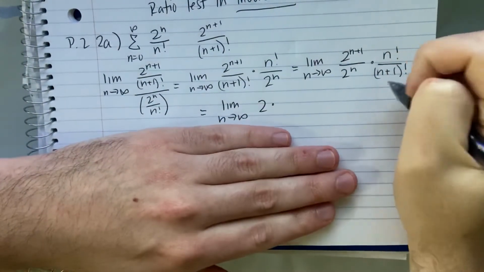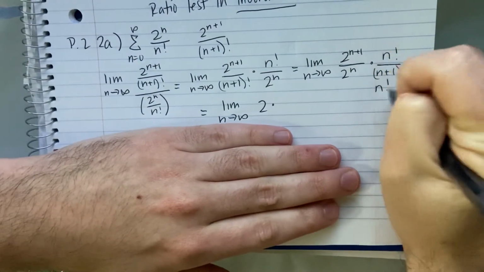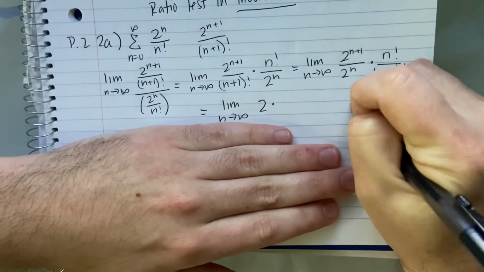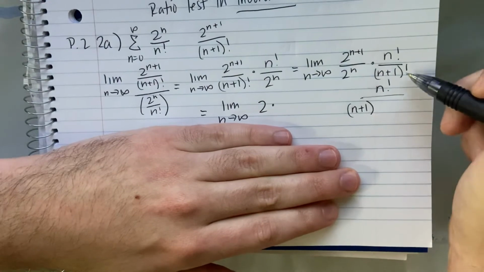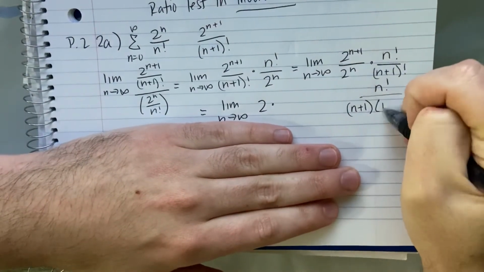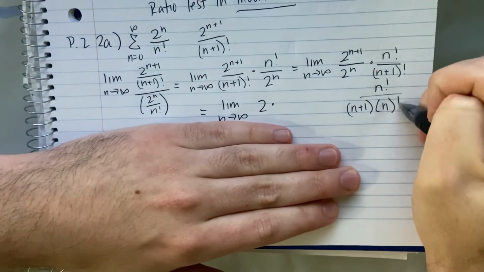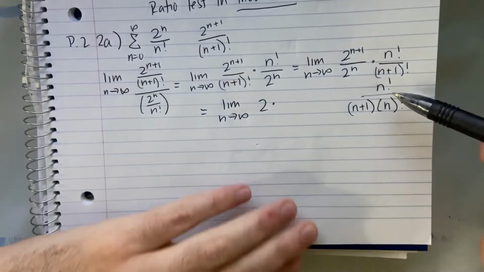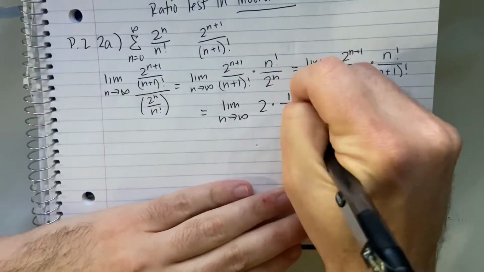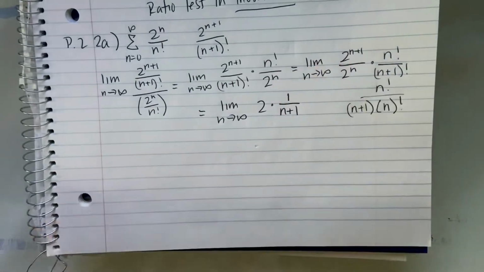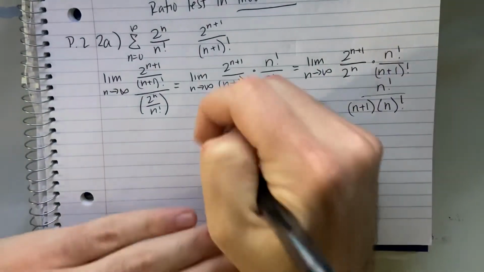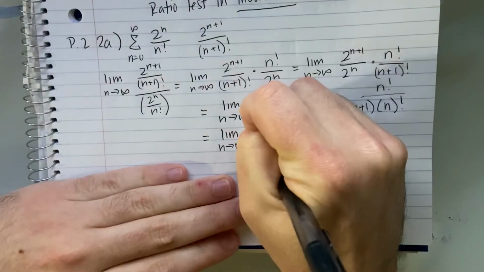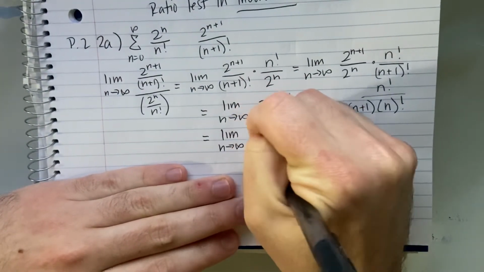So similarly, n factorial can stay, but n plus 1 factorial is just n plus 1 times the rest of the numbers down to 1, which would be like n factorial, which allows us to take our n factorials and cancel them, leaving a 1 over n plus 1. Now when I multiply these two things, it's the limit as n goes to infinity of 2 over n plus 1.